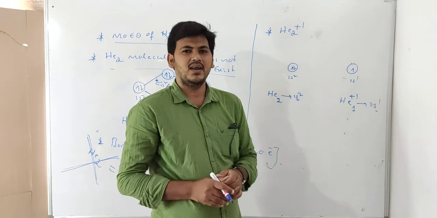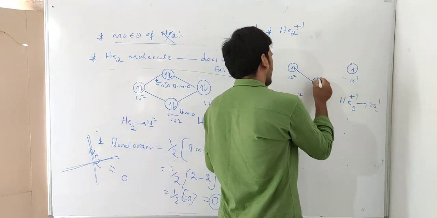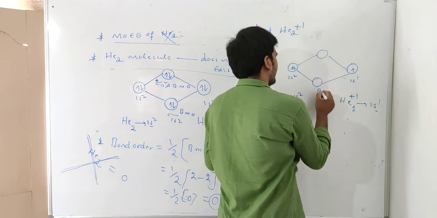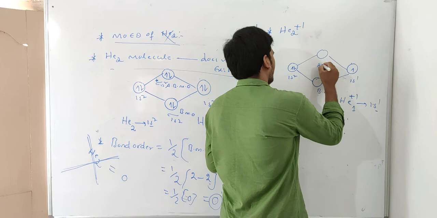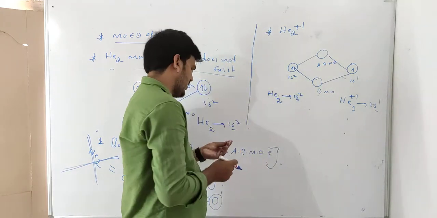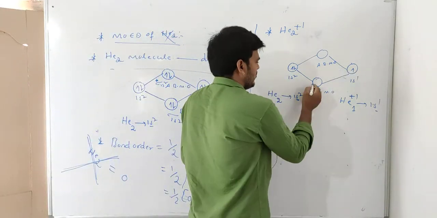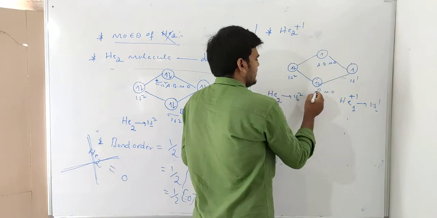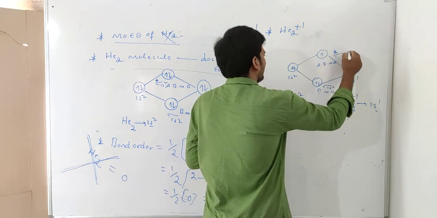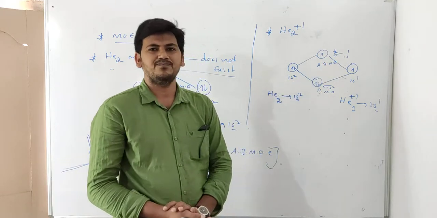Atomic orbitals combine to form molecular orbitals. So very simple: first molecular orbital, next one, second molecular orbital. The first one is the bonding molecular orbital, and the second one is the anti-bonding molecular orbital. So generally 2 plus 1, total electrons are 3. So 1, 2, 3. This is sigma 1s2 and this is sigma star 1s1.